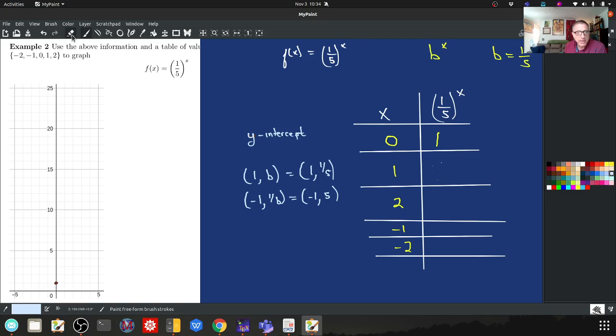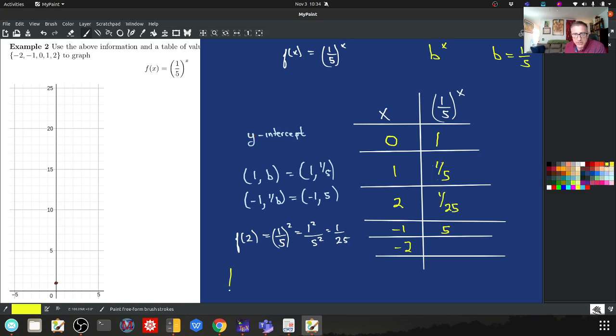I was going to write a point there, but we just want the value. So the value is 1/5, and the value down here is 5. So the only thing we have to do is evaluate f of 2, which is 1/5 squared, which is 1 squared over 5 squared. But 1 squared is 1, and 5 squared is 25. So that's 1 over 25.